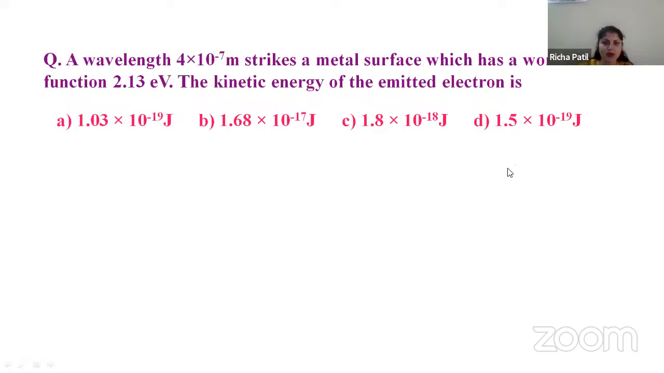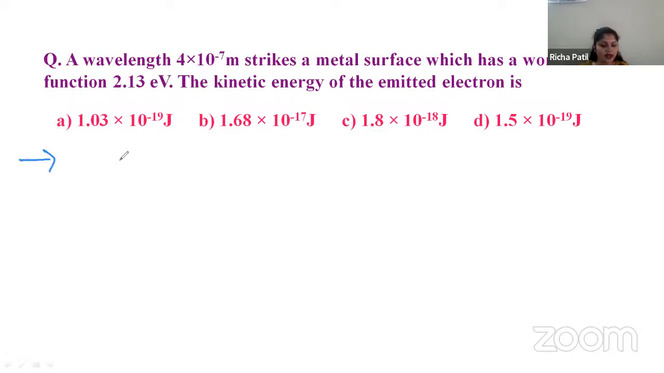So next question: a wavelength 4 into 10 raised to minus 7 strikes a metal surface which has a work function 2.13 electron volt. The kinetic energy of the emitted electron is, okay. So what all is given? Wavelength is given and the work function is given. Okay, we'll solve this. So solution.